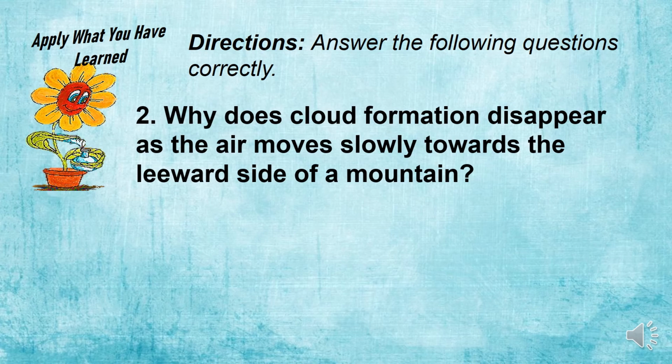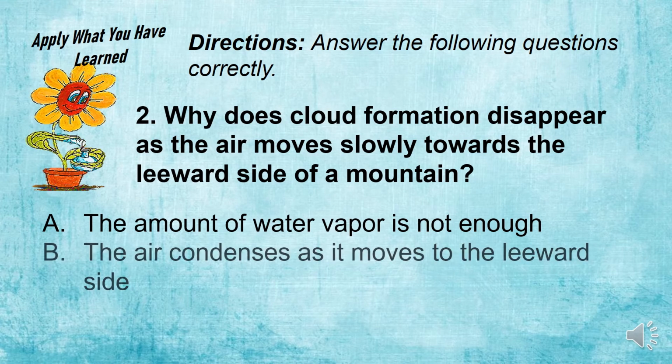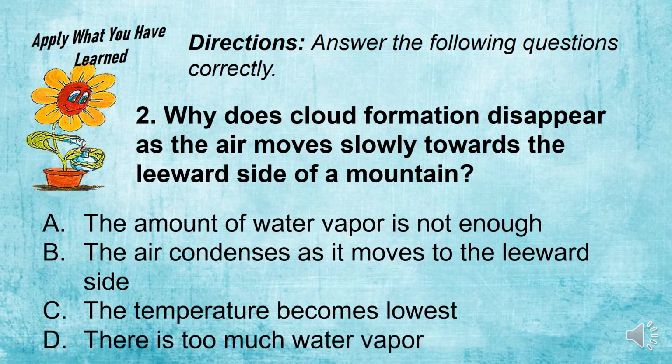2. Why does cloud formation disappear as the air moves slowly towards the leeward side of a mountain? A. The amount of water vapor is not enough. B. The air condenses as it moves to the leeward side. C. The temperature becomes lowest. D. There is too much water vapor.